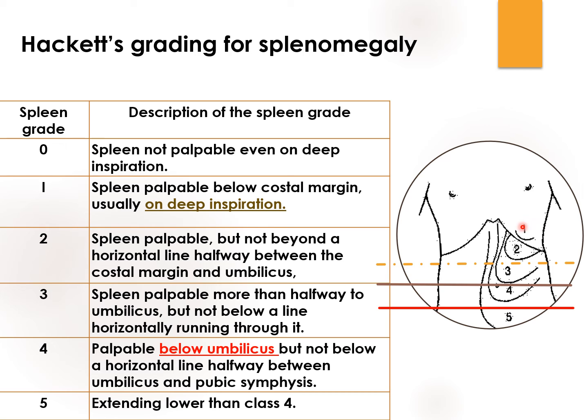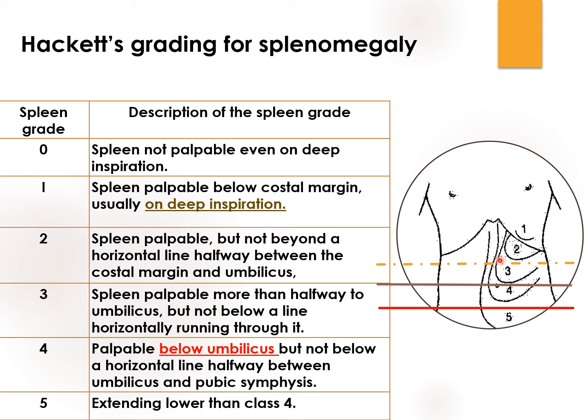So if the spleen is palpable during deep inspiration, we label it as grade 1; not palpable, grade 0. Grade 2, when the spleen is easily palpable but not crossing this first line between the costal margin and umbilicus. When the spleen is beyond this line towards the umbilicus but not crossing the line at the level of the umbilicus, we label it as grade 3.